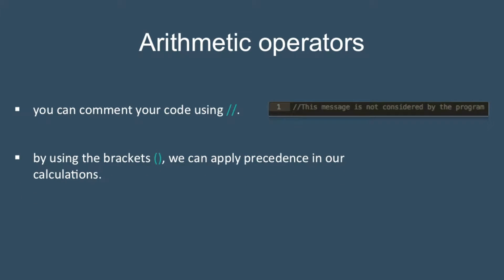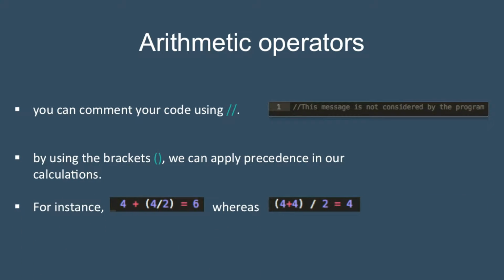By using the parentheses, we can apply precedence in our calculations. Precedence means that you tell the computer to calculate one expression before another. The calculation between brackets will be executed before the rest. For instance, 4 plus (4 divided by 2) equals 6, whereas (4 plus 4) divided by 2 equals 4.